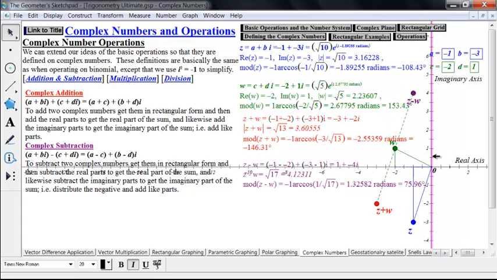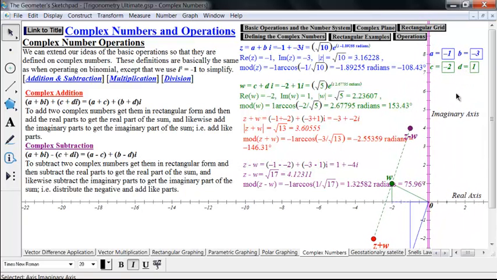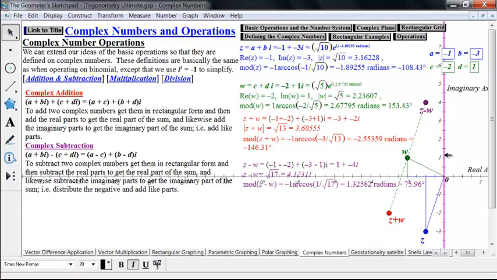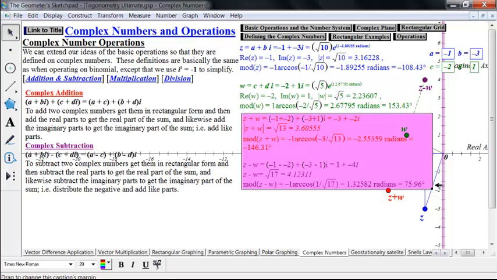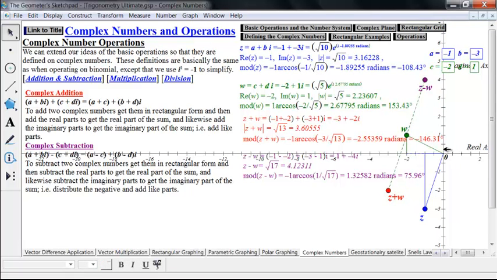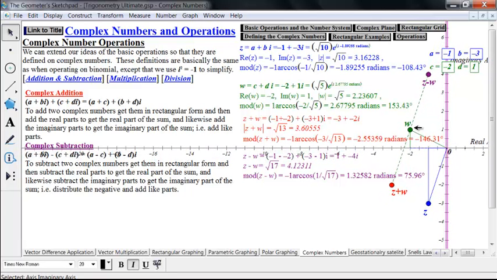Here we have the same a and b and c and d that we can control, and we can see those points worked out and graphed. Okay, so here's our point w and our point z. Our point z is -1, 3, or square root of 10 times e to the i times -1.89. And w is the point -2 plus 1i, or square root of 5 times e to the i times 2.67795. So where would z plus w be?